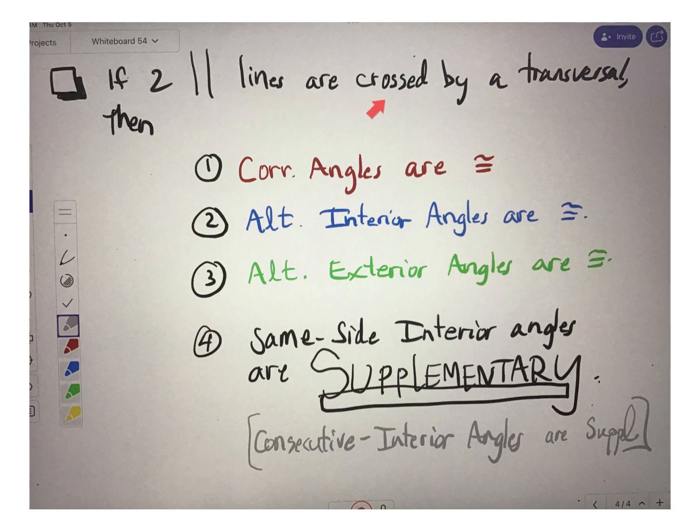When the two lines that are crossed by a transversal happen to be parallel, then the corresponding angles will always be congruent. The alternate interior angle pairs will always be congruent. Each pair of alternate exterior angles will be congruent. And each pair of consecutive interior angles, or same side interior angles, will be supplementary.